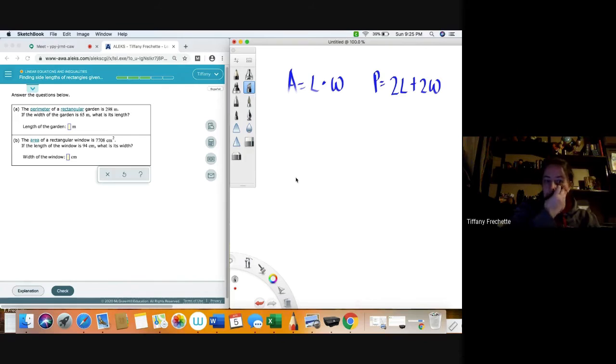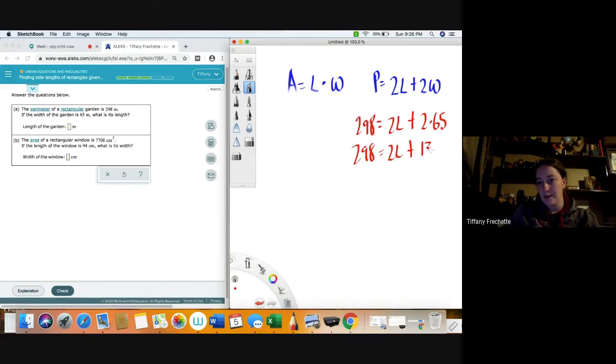The perimeter of a rectangle garden is 298 meters. So we know we're going to use perimeter. So we know it's 298 meters for perimeter. And the width of the garden is 65. So again, we have 2L plus 2 times 65 because they gave us width instead of length. 298 equals 2L plus 65 times 2 is 130. Just 130, sorry. And then we want to start solving for this L here.